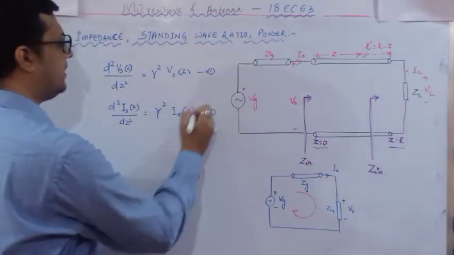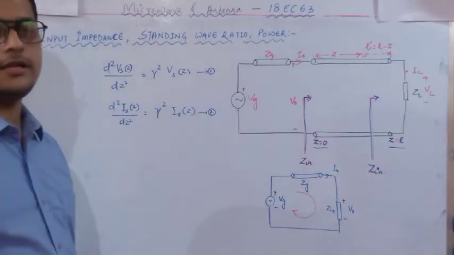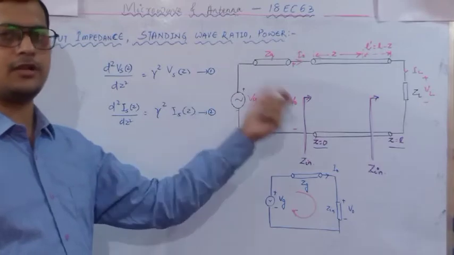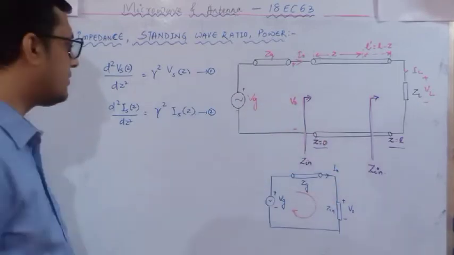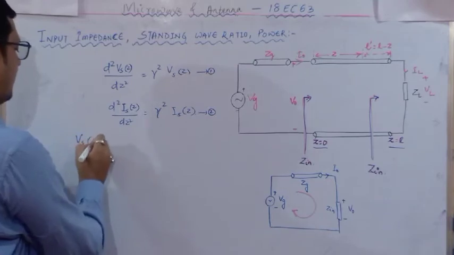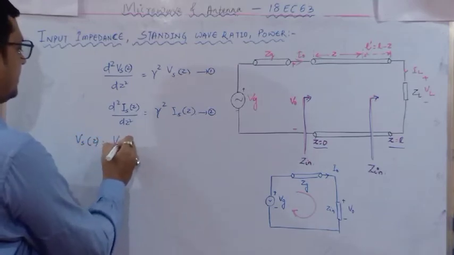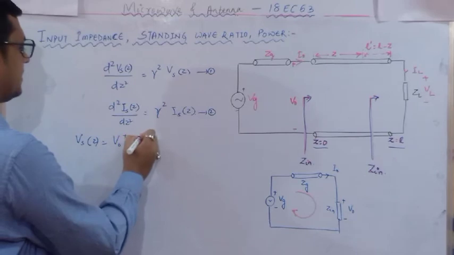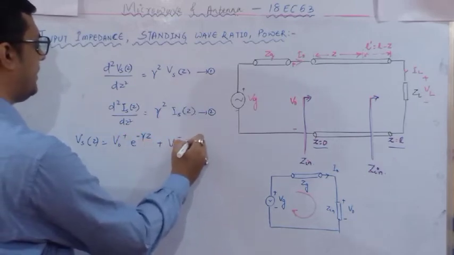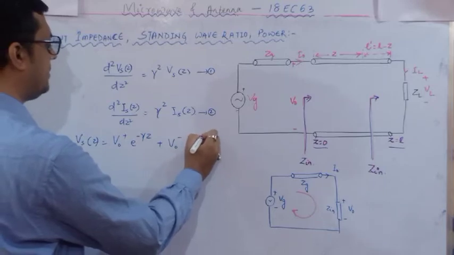First of all, these two equations need to be solved. The solution needs to be identified so that position-wise we can identify the potential and the current. So here the solution of equation 1 is Vs of z equals V naught plus e to the power minus gamma z, plus V naught minus e to the power plus gamma z.